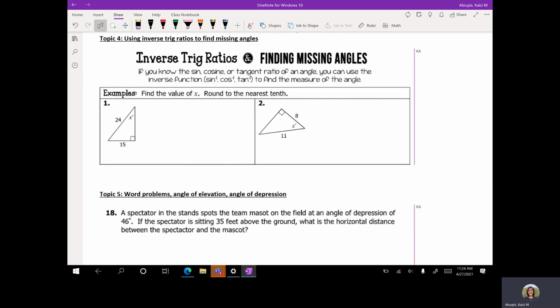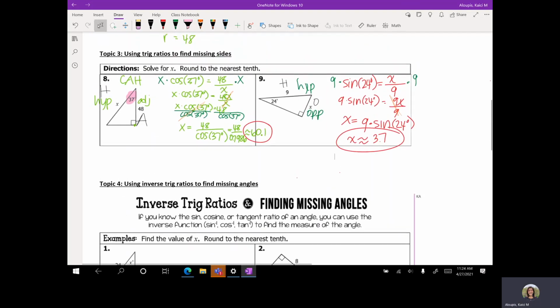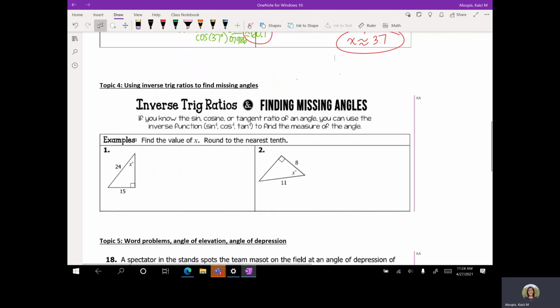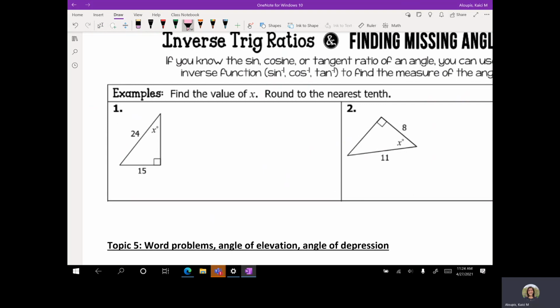Using inverse trig ratios to find missing angles. So inverse trig ratios. Sounds scary, it's not scary. If back here we were finding missing sides and using the angles to help us find them, now we have the values of 2 sides, but we have a missing angle. So let's figure out how to find this missing angle. For number 1, here's my angle x.